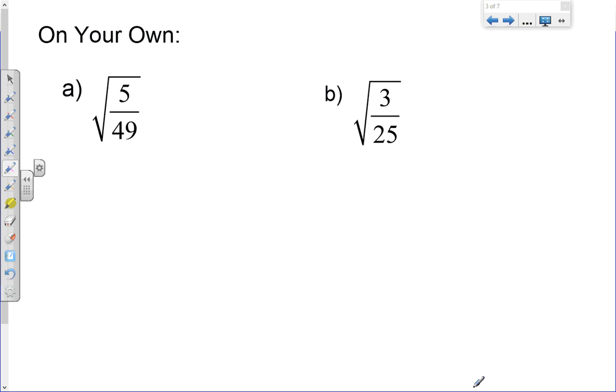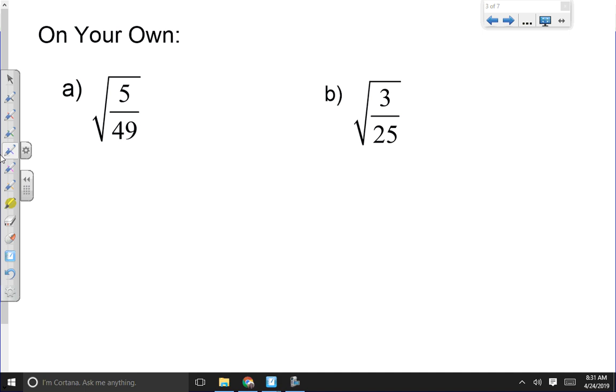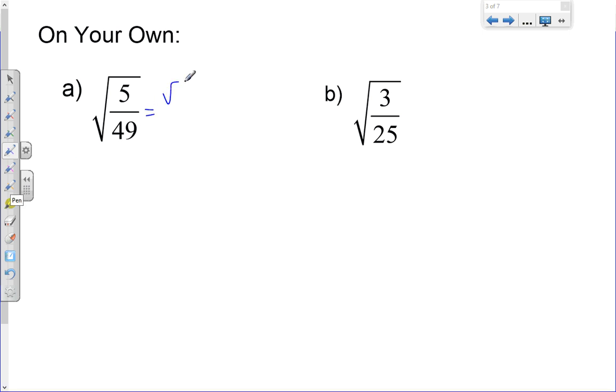Ladies and gentlemen, I'm afraid we may have made these ones just a little bit too easy. Because does 5 simplify at all when we're looking at the square root of 5? No, it's prime, but the square root of 49 is 7. So your first one should have been square root of 5 all over 7. We okay there? And then for B, 25 is a perfect square.